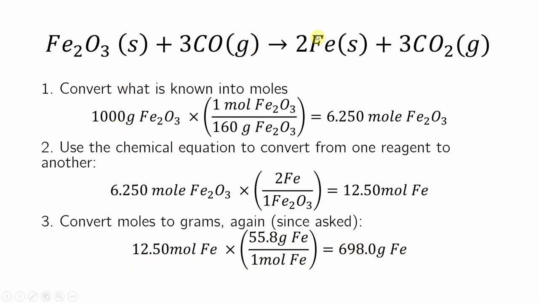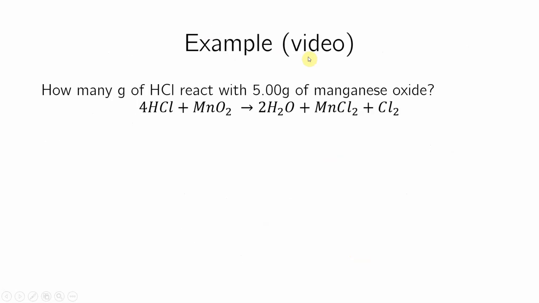Looking at this equation, you don't see this ratio of 1,000 to 698, and you don't. You're seeing mole ratios, not mass ratios. So that's how you do that. Now let's look at an example here. I'll do another one by hand.